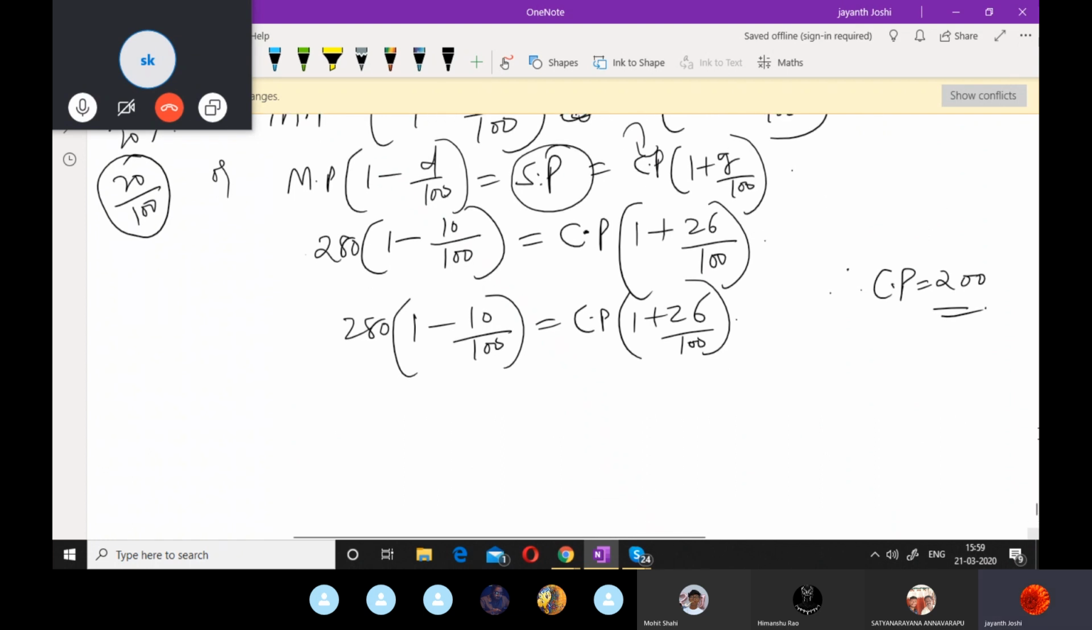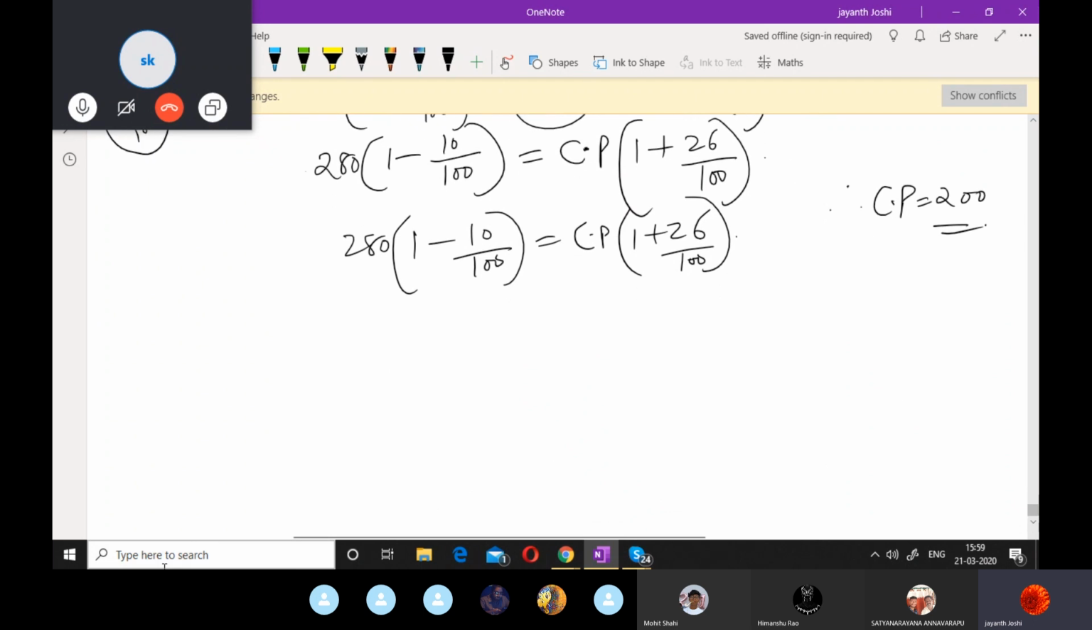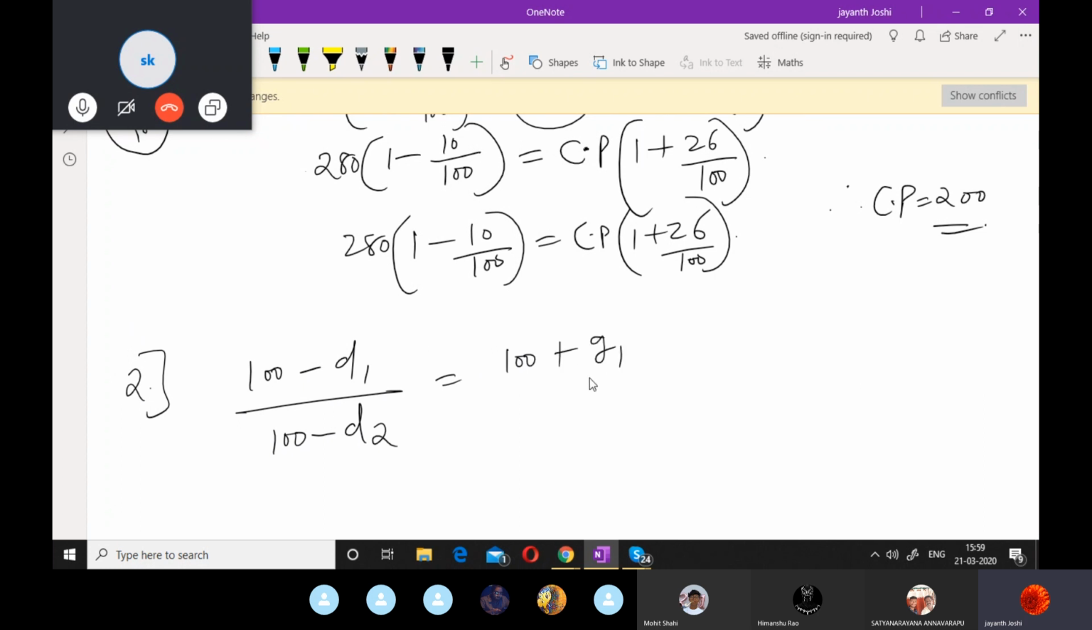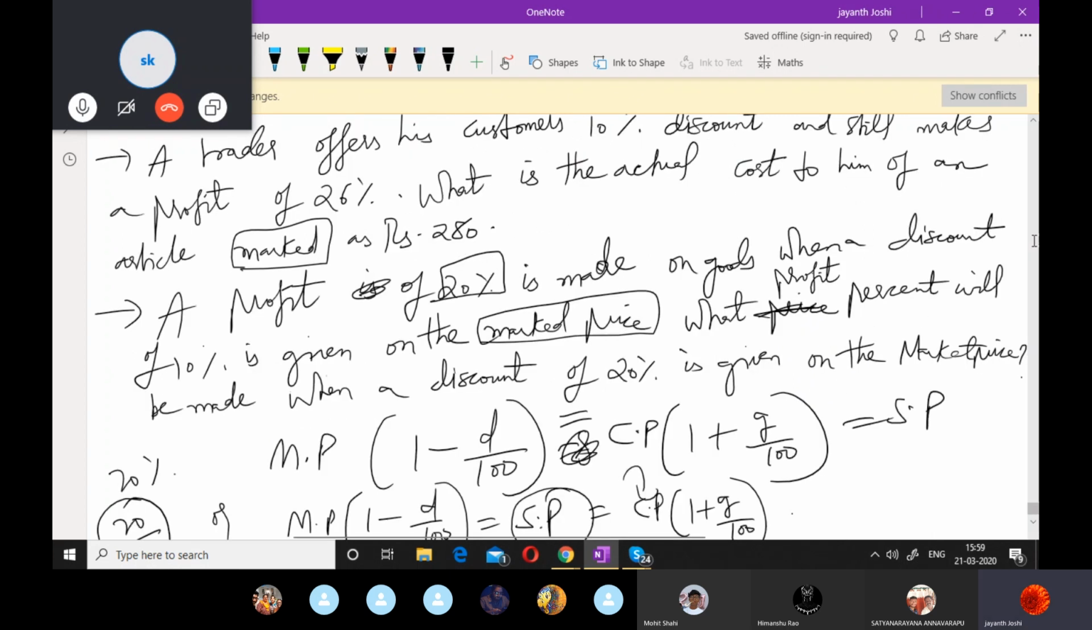So take this formula, write it and solve the question. The formula is 100 minus d1 by 100 minus d2 is equal to 100 plus g1 by 100 plus g2. So they are giving you a discount of how much on the marked price? In the first case, 10%. So 100 minus 10 by, what is the discount they are giving you on the marked price the second time for the same thing?